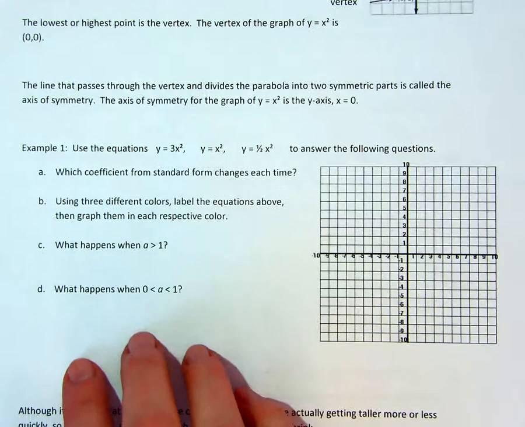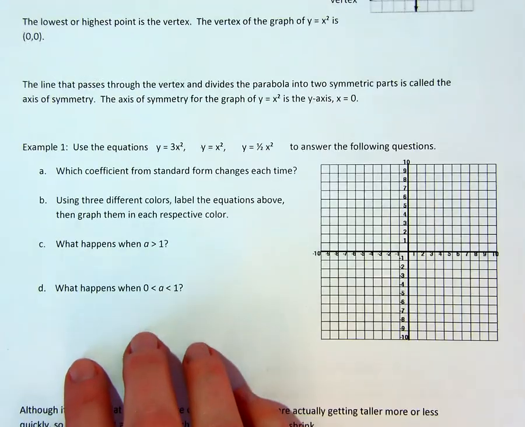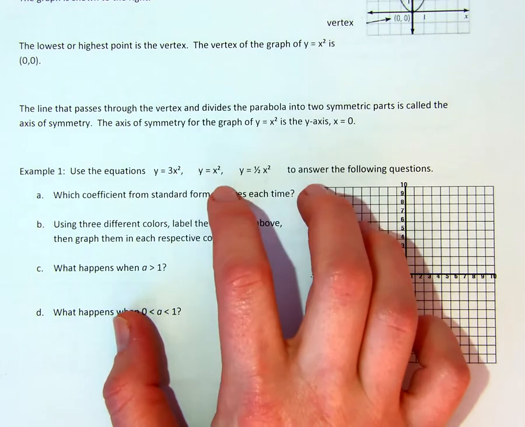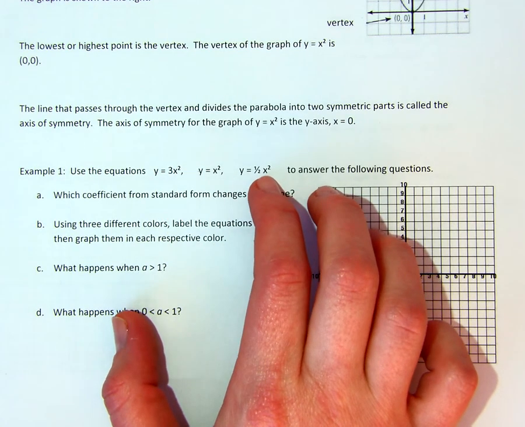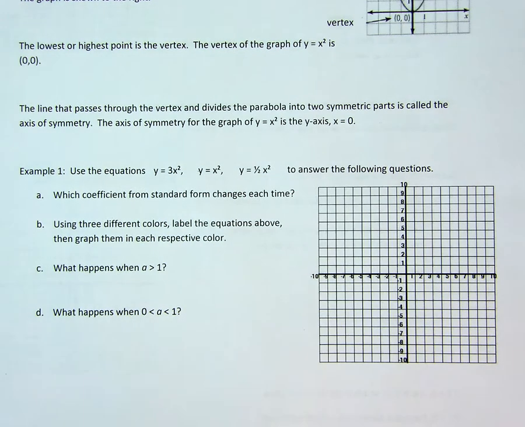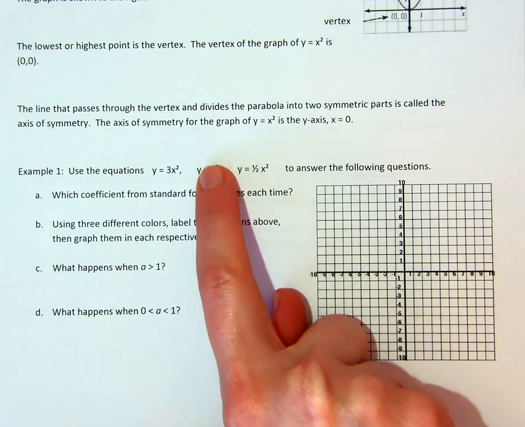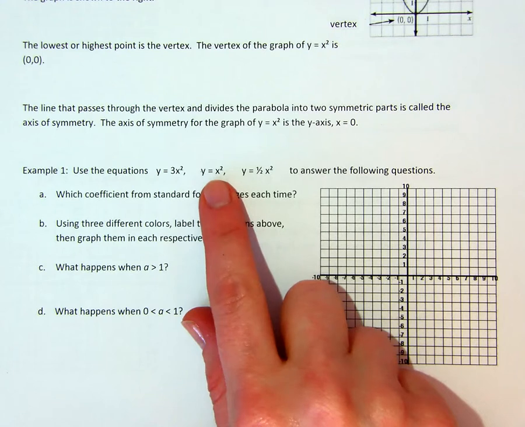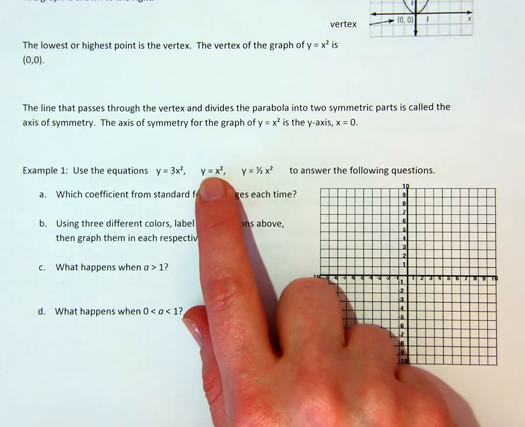Okay, now that we have those written down, let's look at example 1. We're going to use the equations y equals 3x squared, y equals x squared, and y equals 1/2 x squared to answer the questions. Just as in lines, parabolas are going to have a parent function. With lines, we said the most basic we could be was just y equals x. With quadratics, it's going to be very similar. Y equals x squared: there's nothing being multiplied by x squared, there's nothing being added at the end. This is just as basic as you can get and have an x squared. So this is our parent function.